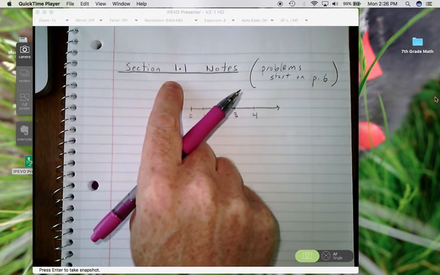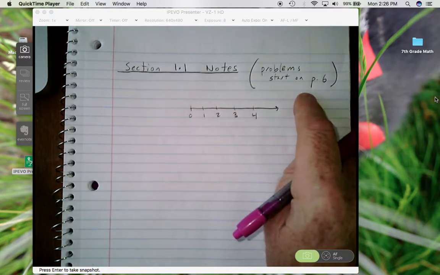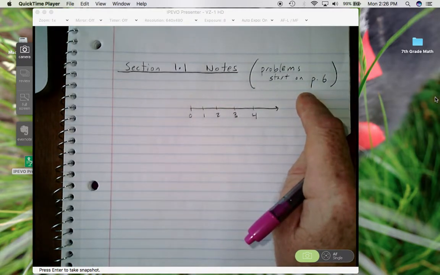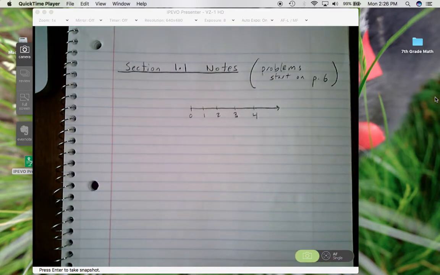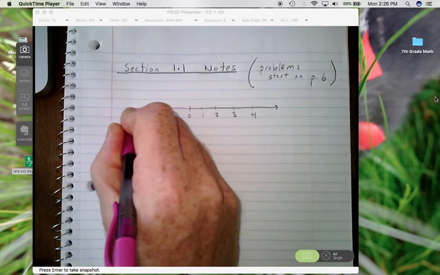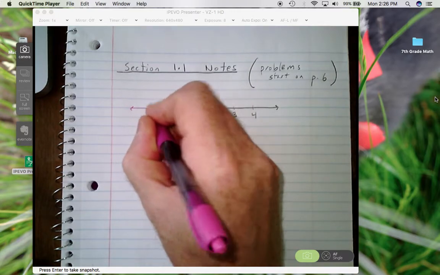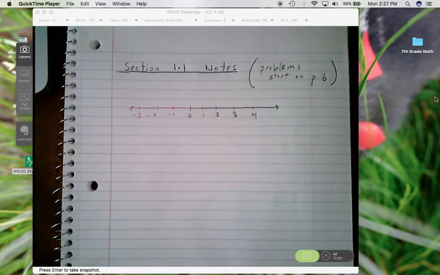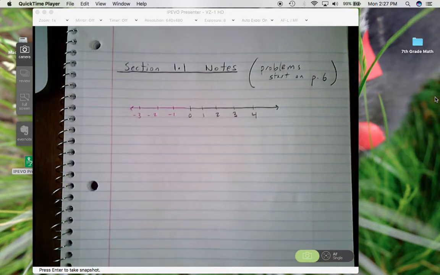These are our notes for section 1.1 in the Big Ideas 7th grade math book, and the problems for this section start on page 6. So up until now, most of you have been working only with positive numbers. But now we're going to start to look at numbers over here on the number line. These are negative numbers. And there we go, -3. And of course it goes on forever, but in this book we're going to have positive and negative answers a lot of the time.